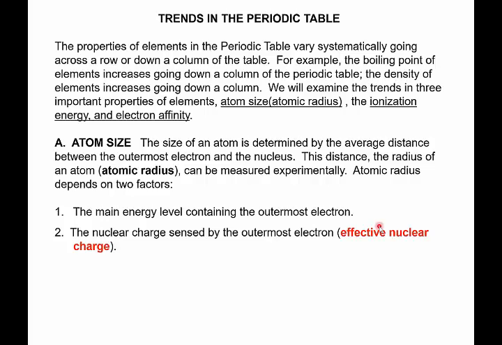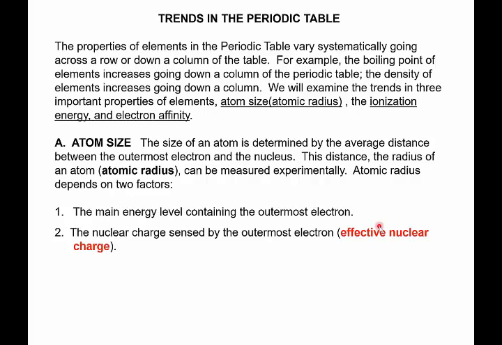Let's start with a discussion of trends in the periodic table. The periodic table is an interesting presentation of the elements, very organized and highly orderly. The properties of elements will vary systematically if we go across rows or down columns. For example, the boiling point of elements increases going down a column of the periodic table. The density of elements increases going down a column.